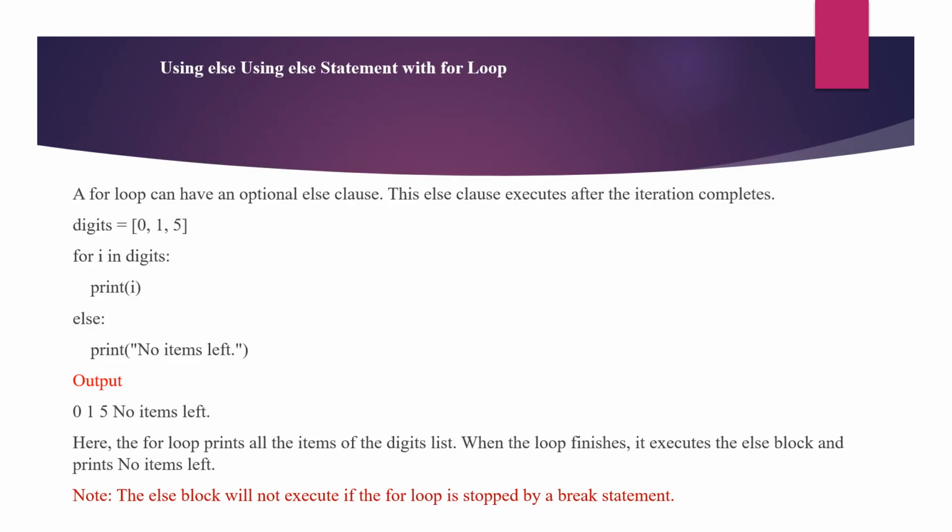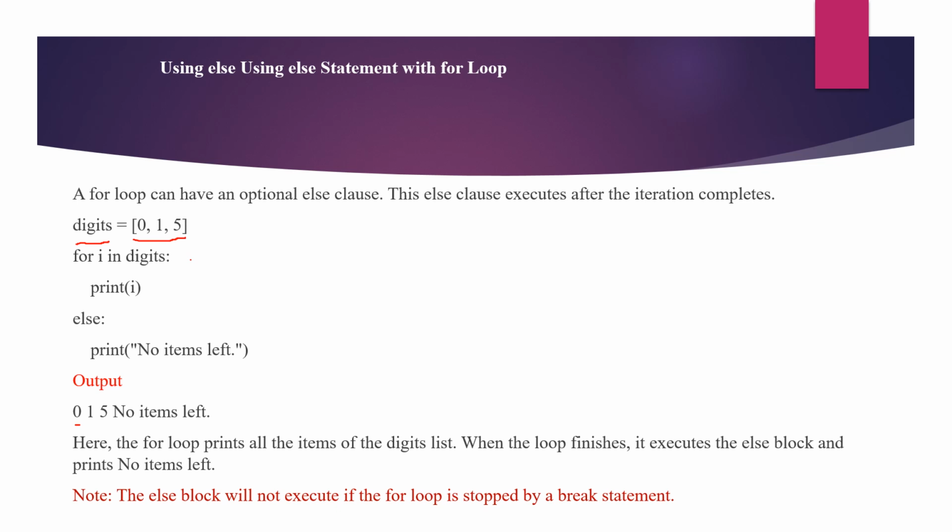In a Python for loop we can use an else clause also. So now we'll learn how to use else in Python for loops. Here I'm declaring an array called digits, in which the elements are 0 1 5. Then I start a for loop: for i in digits, print i, else print no element left. The output is 0 1 5.